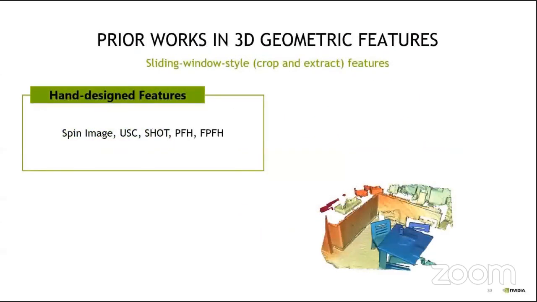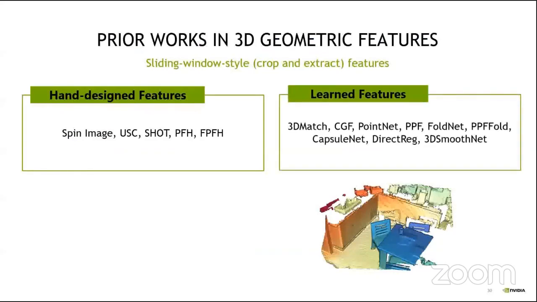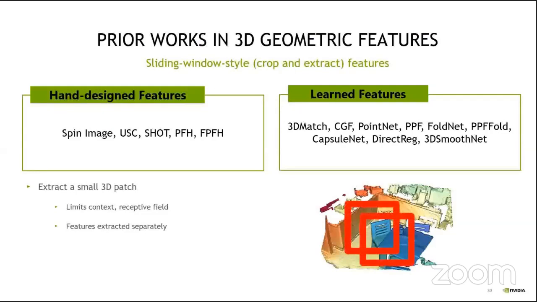Many works proposed hand-designed 3D geometric features. And recently, we saw a surge of learning-based 3D features. However, all these features extract a small 3D patch around an interest point to map the local geometry within the patch to a vector representation. This limits the context a network can see, since the largest context is limited by the crop size of the patch. In addition, as features are extracted from patches independently, all computations must start from scratch even when there is an overlap between patches. Finally, many of these learned features require some low-level geometry as an input, which is sometimes expensive to compute.